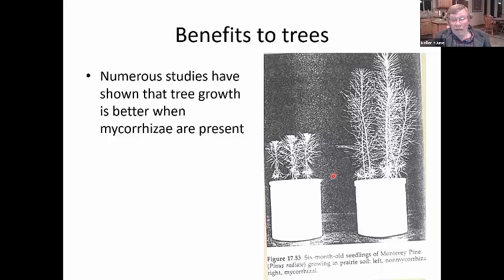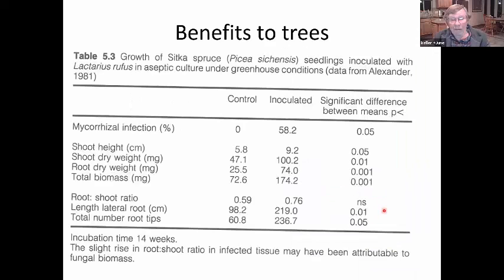And as you can guess, which one of these has mycorrhizae in it? This one over here on the right. The left is grown in soil without mycorrhizae. These are Monterey pine seedlings grown in a prairie soil, non-mycorrhizal and mycorrhizal, and you can see the growth is much better, even though a lot of that photosynthate being produced by the plant is going down into those fungi.